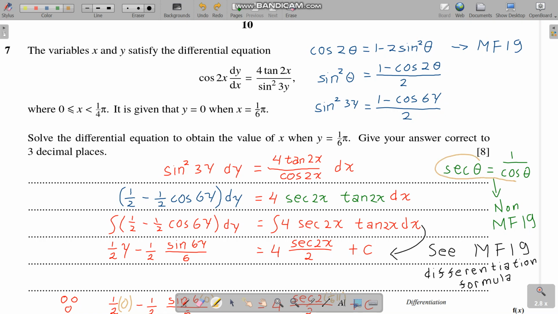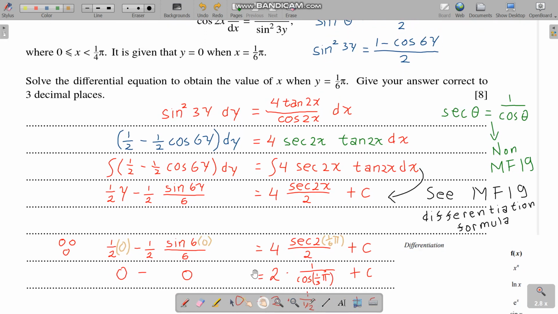Now the right hand side. We have this definition of secant, which is not in the MF19. So you have to know that secant is 1 over cos, cosecant is 1 over sin, cotangent is 1 over tan. So this is 1 over cos, so it's secant, and we still have 4 tan 2x. So now we are ready to integrate both sides.